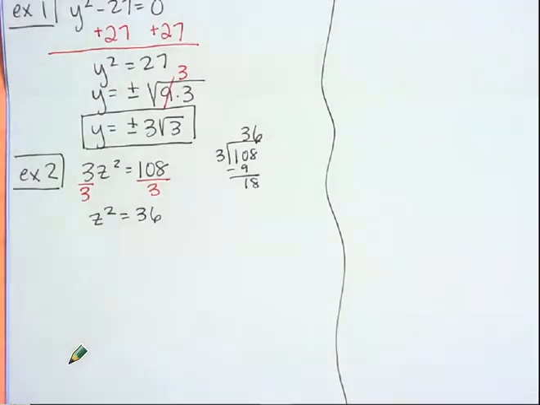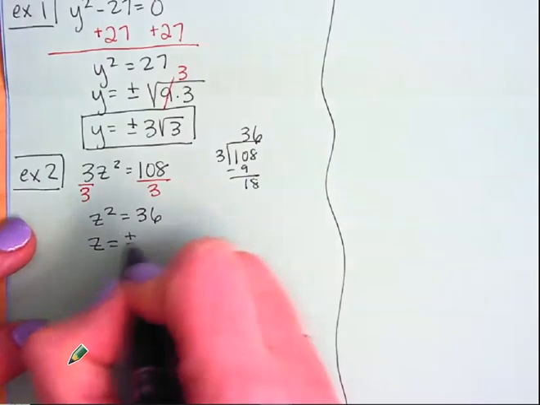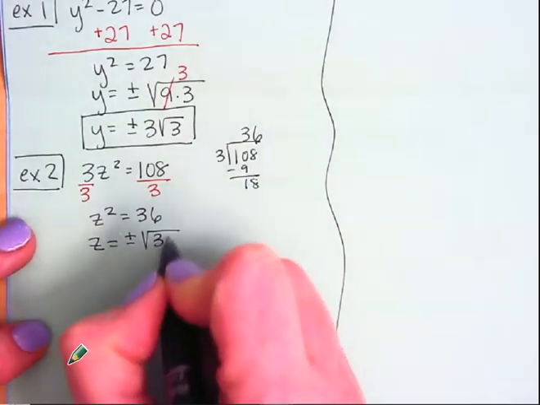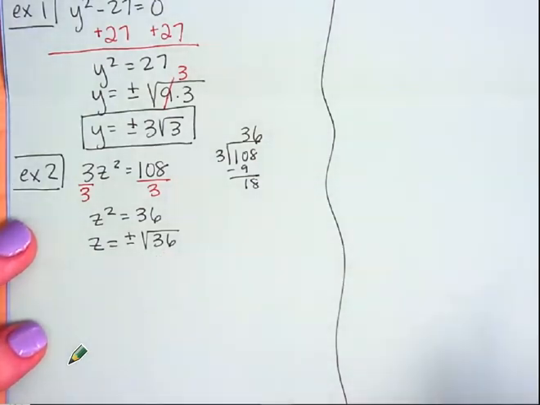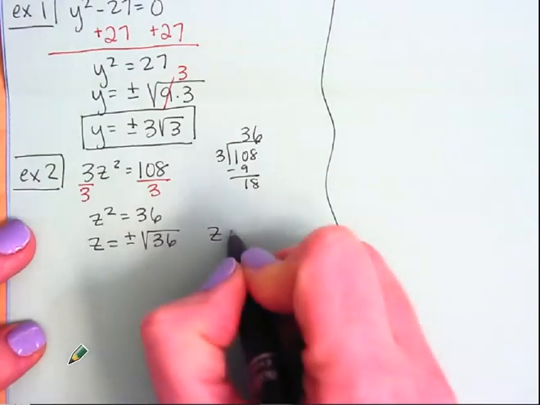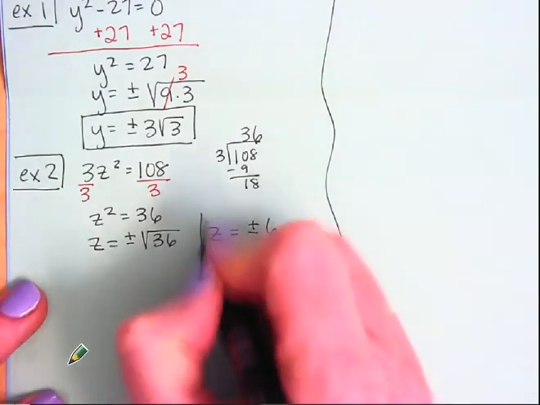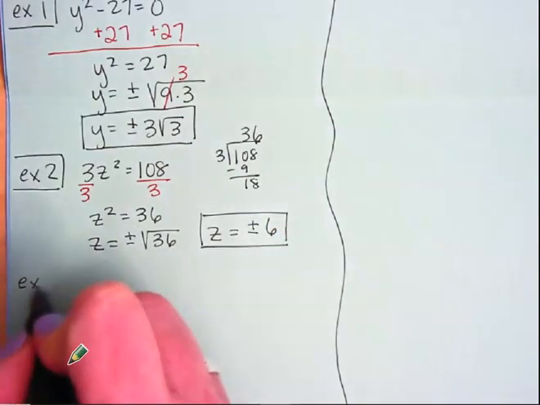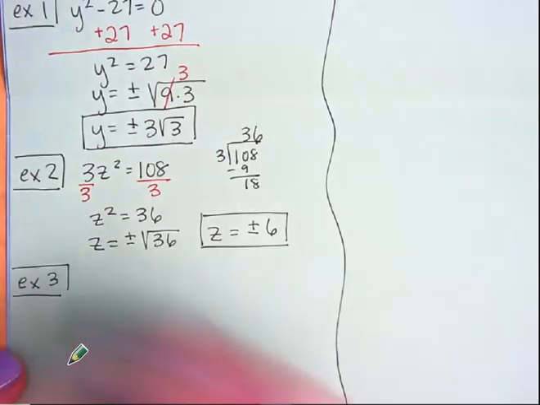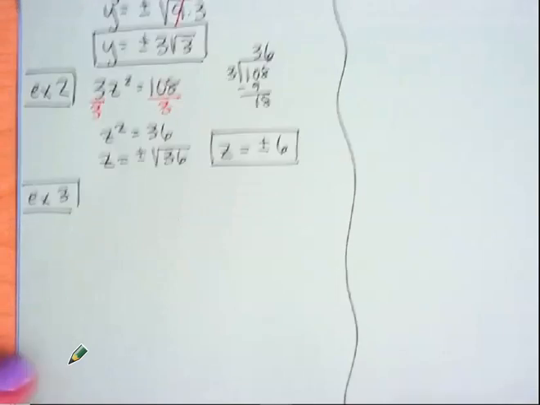So now we do our square root property. We square root both sides. So z equals plus or minus the square root of 36. What do we like about 36 here? It's a perfect square. It's 6. So z equals plus or minus 6. So we won't always end up with a radical. Sometimes we'll have integers. Okay, and here's the last type of problem I want to do on this side.